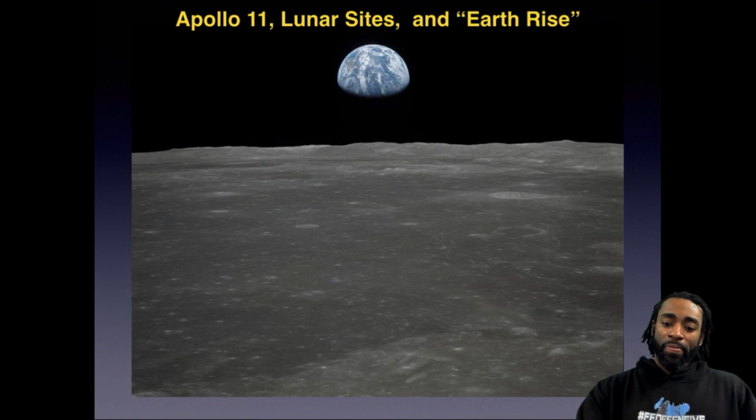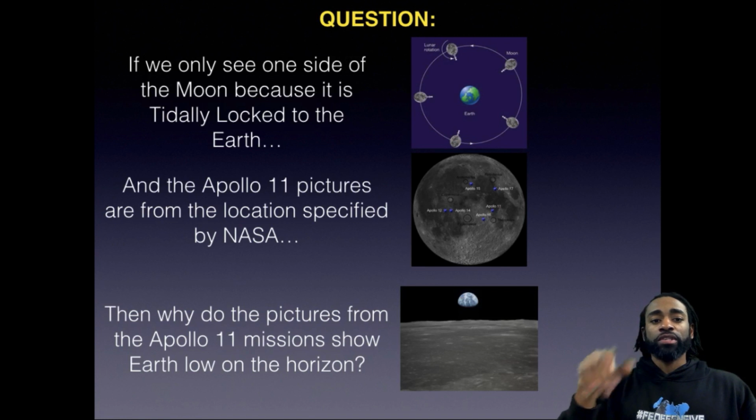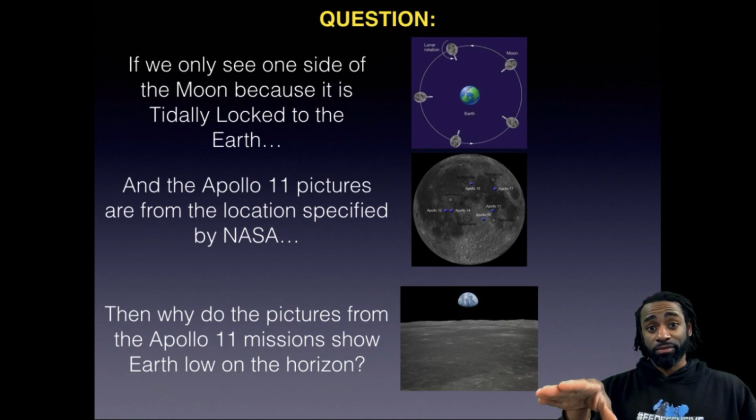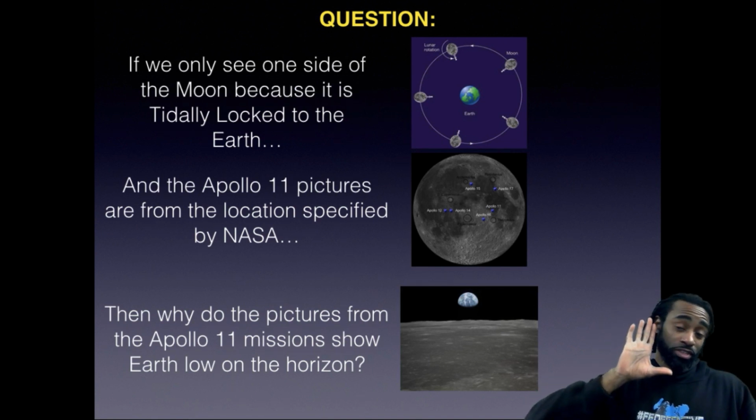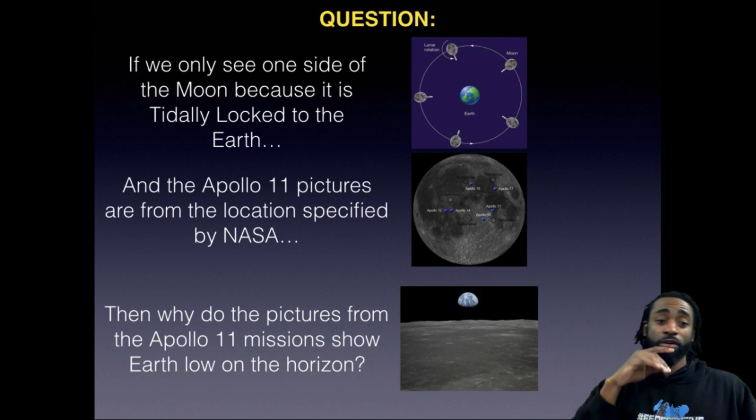Now, here's where I have a question. If we only see one side of the moon because it's tidally locked to the Earth, and the Apollo 11 pictures are from the location specified by NASA on the side facing towards the Earth, then why do the pictures from the Apollo 11 mission show Earth so low on the horizon?